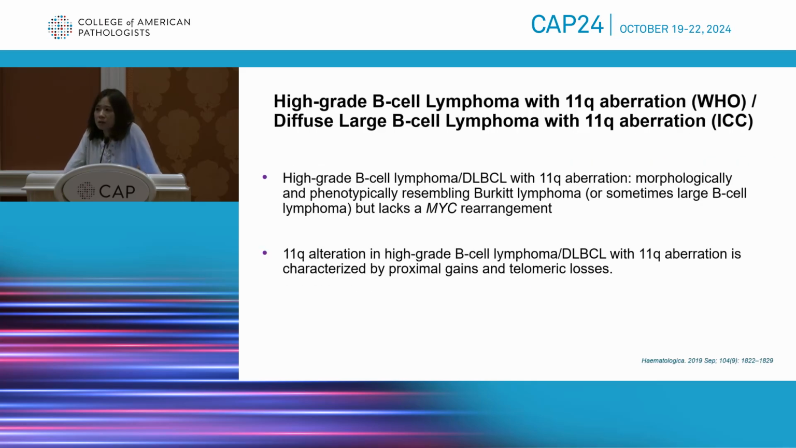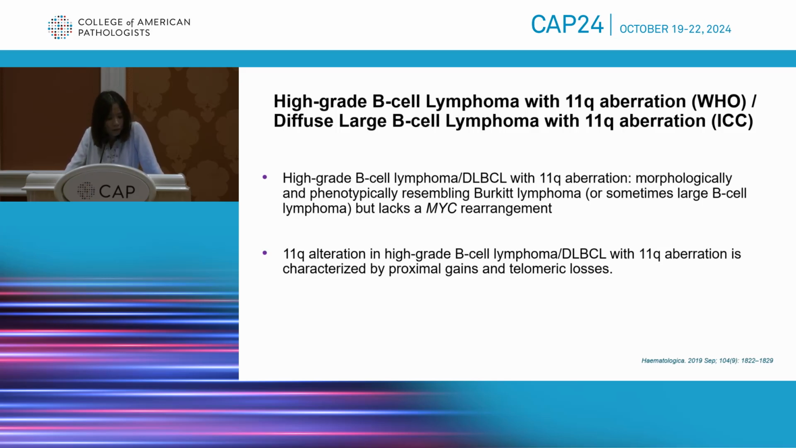So now, because MYC is negative, there is another differential diagnosis that comes to mind. That's high-grade B-cell lymphoma with 11q aberration by WHO classification, or we call it diffuse large B-cell lymphoma with 11q aberration by the ICC classification. That's just another demonstration of how exciting it is to be a hematopathologist nowadays. So high-grade B-cell lymphoma or diffuse large B-cell lymphoma with 11q aberration, morphologically or phenotypically, can resemble Burkitt lymphoma or sometimes large B-cell lymphoma, but does not have the MYC rearrangement.